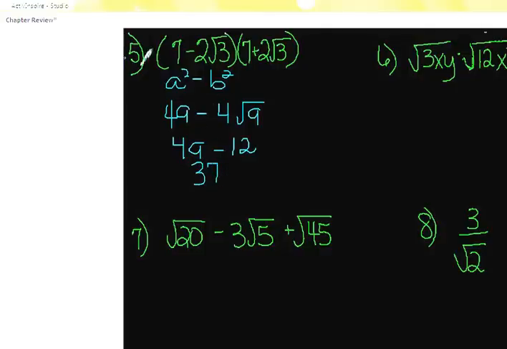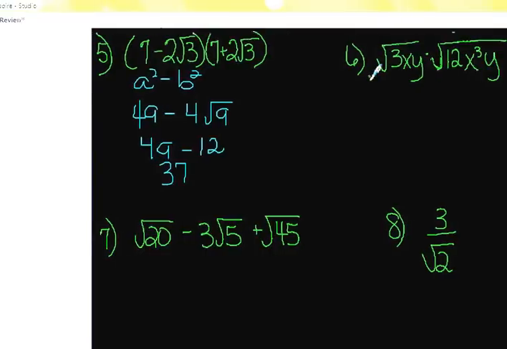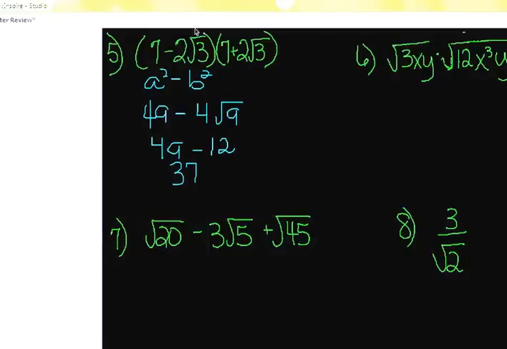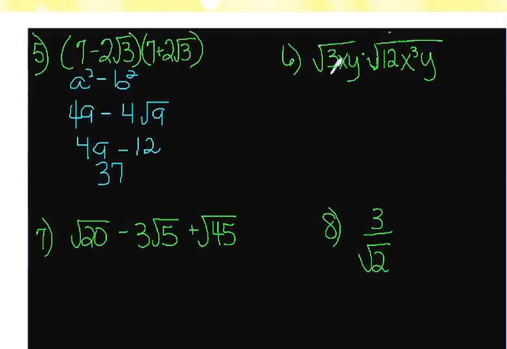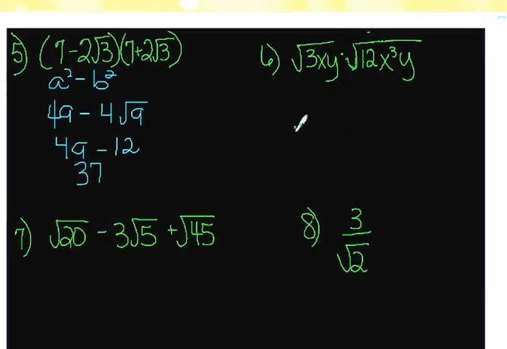For those of you who don't like the shortcut, you know what? Go ahead and FOIL it out. Knock yourself out. It won't hurt you to do that. Okay, so question number 6. Again, we're multiplying these together. It's very much like numbers 1 through 4. We want to multiply our numbers together. So that's going to give us the square root of 36. And I already see what's going to happen there.